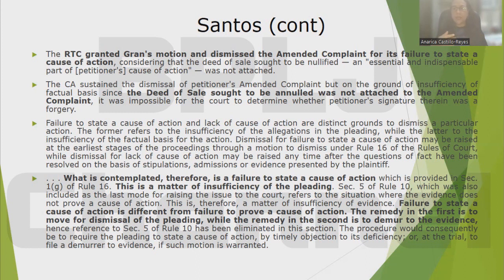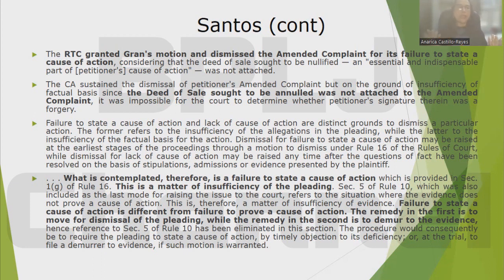Okay, in the case of Gran, it was because the deed of sale that was relied upon for the nullification of the deed was not attached to the pleading. So in that case, under our rules today, failure to state a cause of action is no longer a ground for a motion to dismiss.